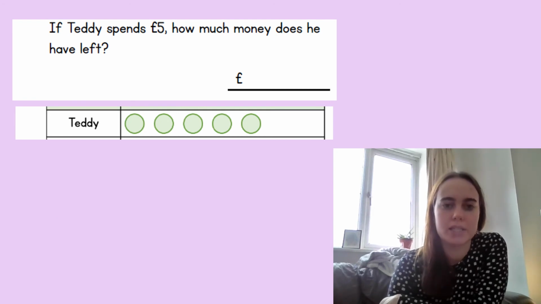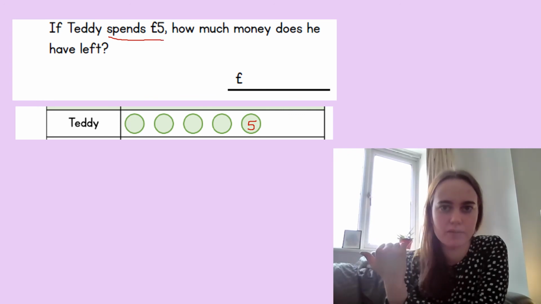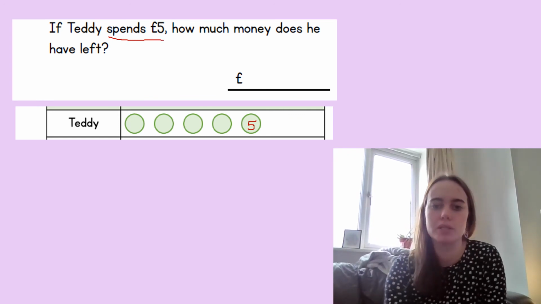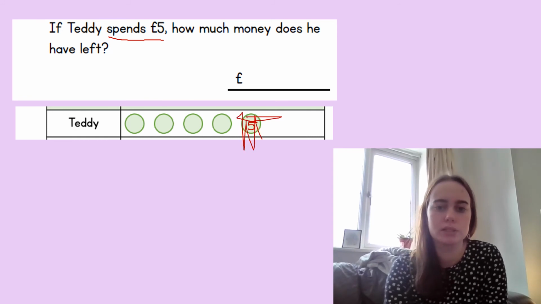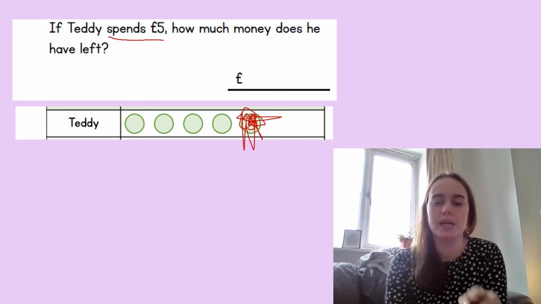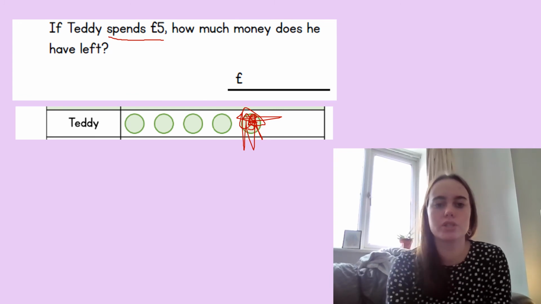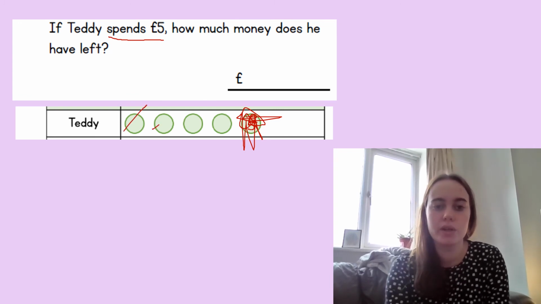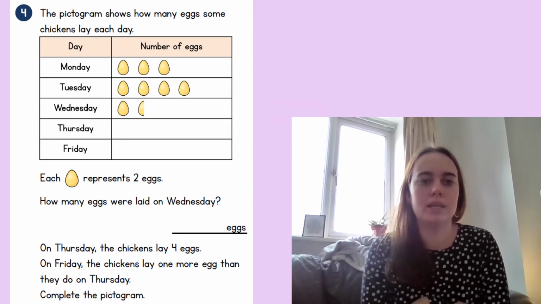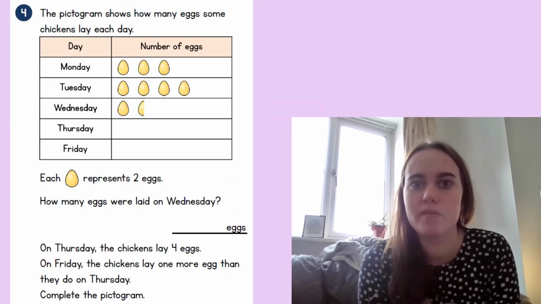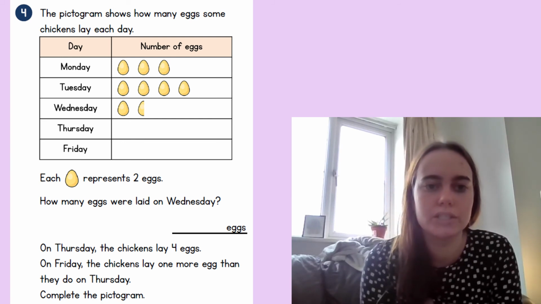And lastly, if Teddy spends £5, how much money does he have left? Remember, each one shows us £5. So if he spends £5, that means he gets rid of it. He no longer has it. He doesn't have the £5 anymore. So let's cross out that £5. No longer exists. He doesn't have that money. He spent it. So what does Teddy have left? He's got 5, 10, 15, £20. There you go.